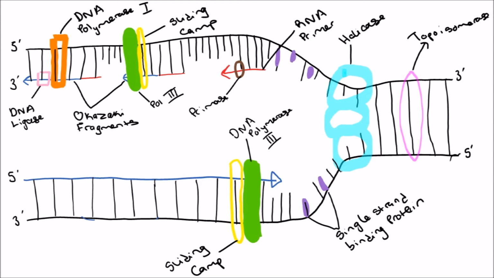Primase makes an RNA primer that is complementary to the template. DNA polymerase, also known as Pol3, extends the primers by adding nucleotides to the 3' end of the existing DNA strand. DNA polymerase 1 removes the RNA primers and replaces them with DNA, and ligase seals the nicks that remain after the RNA primers are removed.